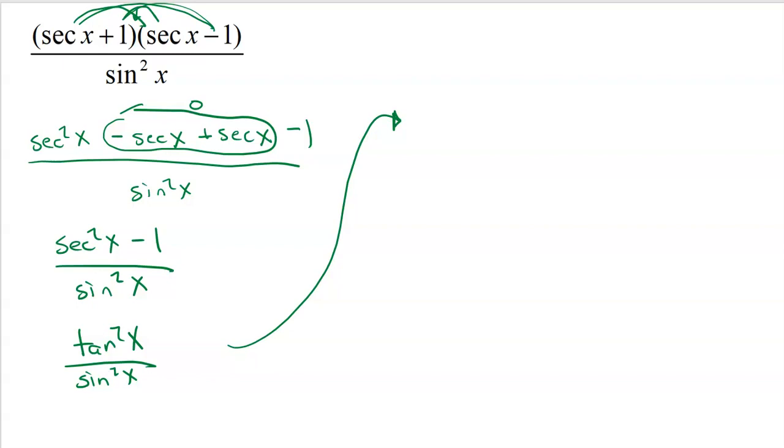Tangent squared, quotient rule. Tangent is sine over cosine. But again, it's squared, so it's sine squared over cosine squared, all divided by sine squared. Okay, I'm slowly getting somewhere. Trust me on this. All right, so the numerator always stays the same.